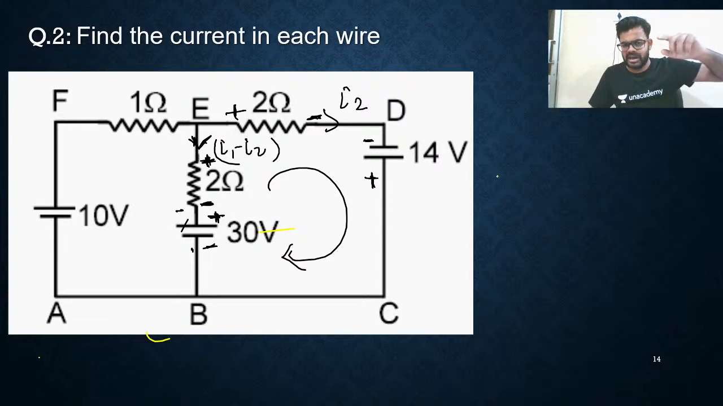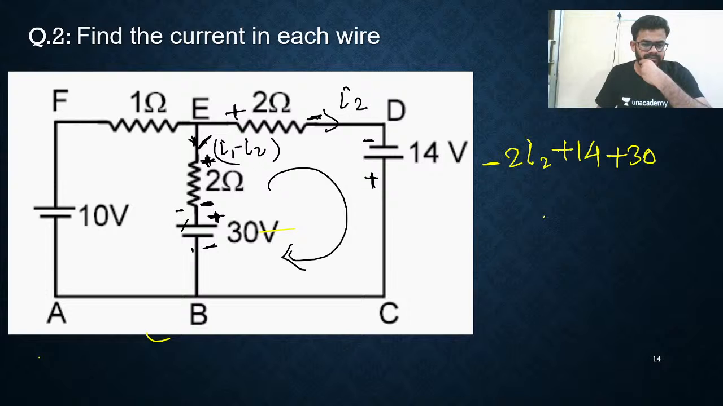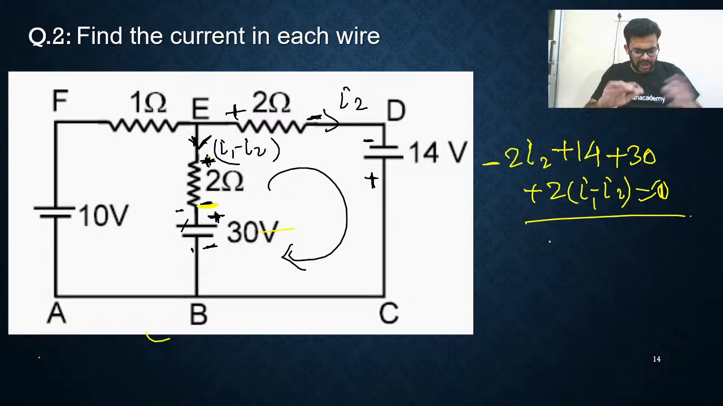Let us see. From E point I am starting. So you will write what? 2i2, but that will be negative. Why? Because second plate is negative. Plus 14. Now come here. 30. From 30 you are observing. So first plate is negative, second is positive. So you'll write plus 30. Now move upward. What will happen? Here you can write negative sign and here is positive sign. So you can write plus 2 into I1 minus I2, is equal to 0. Previous and this both you solve and you'll get the answer.